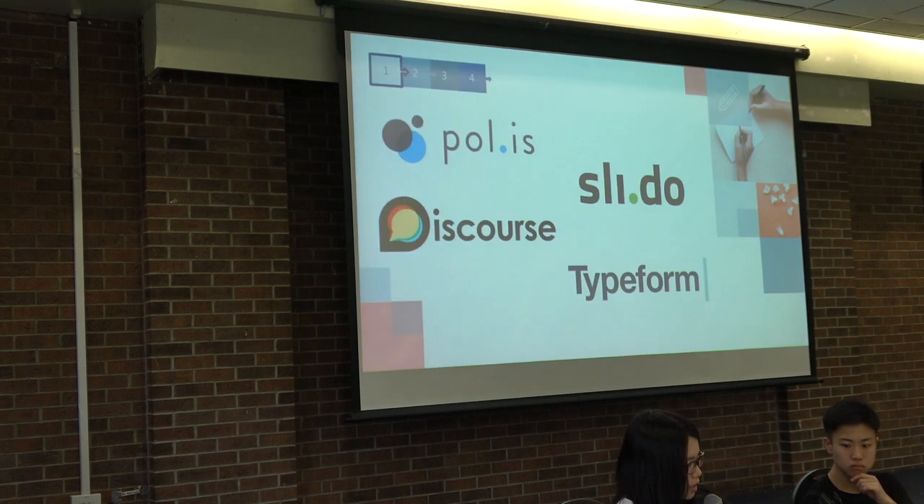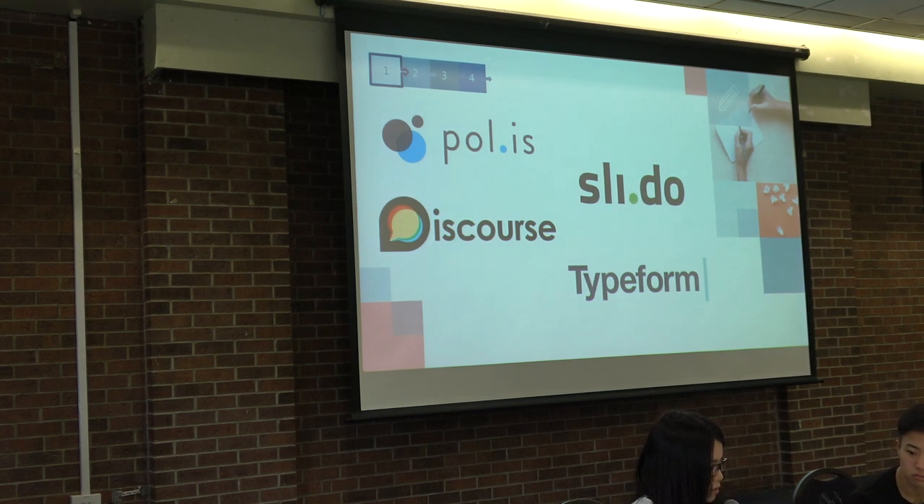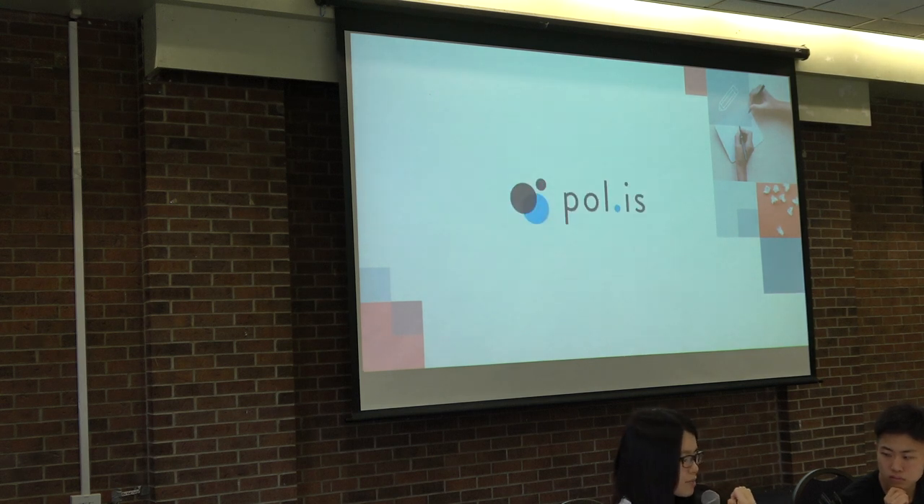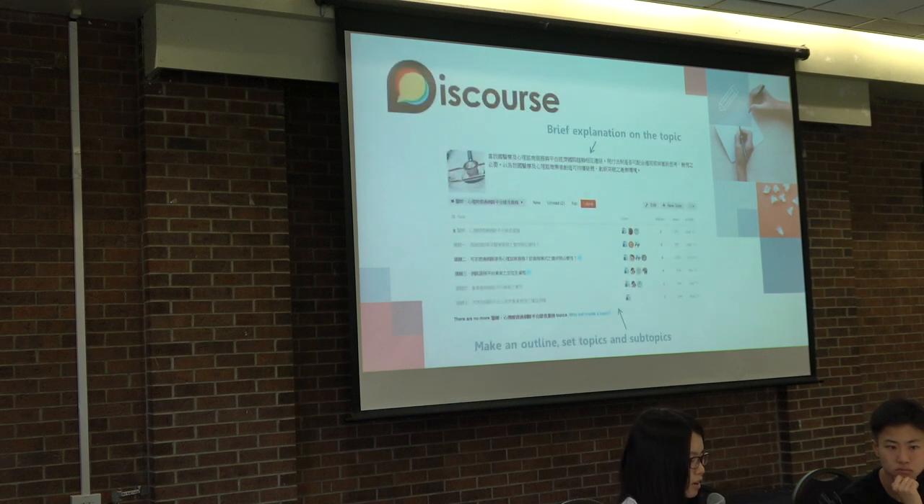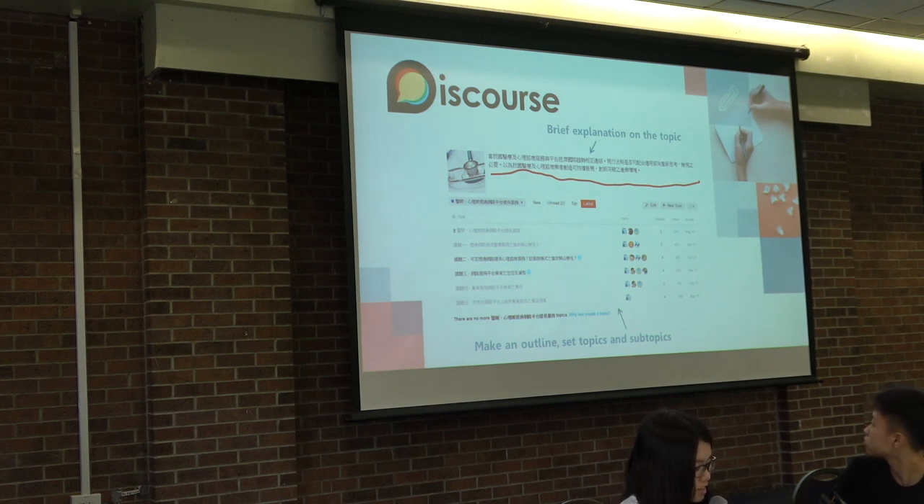Yeah, and okay, the tools we have. We will briefly introduce Polis and Discourse. Slido, I believe you are all familiar with. And Typeform is just another traditional online questionnaire. It has a fancy layout, but it's quite similar to Google Form. Polis, I'll leave that to Xiaoban later, and I'll skip that one. And Discourse is like an online forum, so you can have a brief explanation of the topic on the upper side of the page, and then an outline with main topics and subtopics.